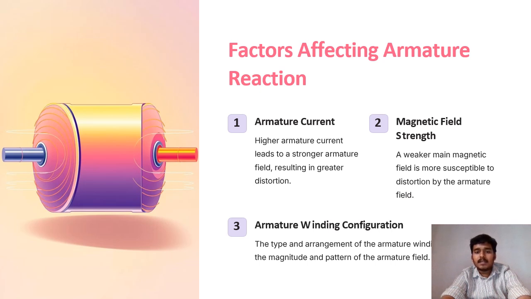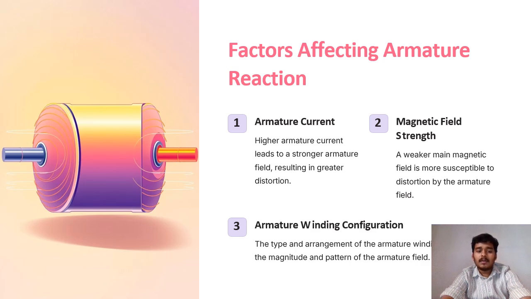In armature current, a higher armature current leads to a stronger armature field. The more the current, the stronger the armature field, resulting in distortion. For magnetic field strength, a weaker main field flux is more susceptible to distortion by the armature field. For armature winding configuration, the type of arrangement of the armature winding and the number of turns may affect the magnetic field and the strength of the armature field. It is similar to the field winding, which produces the main field flux.